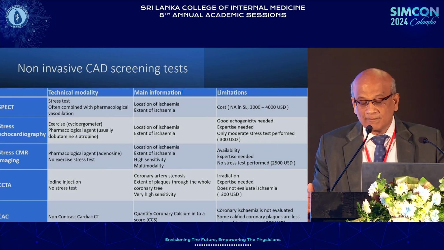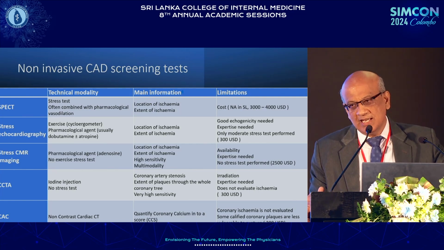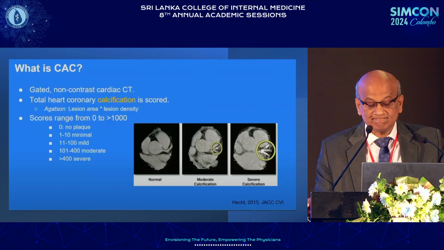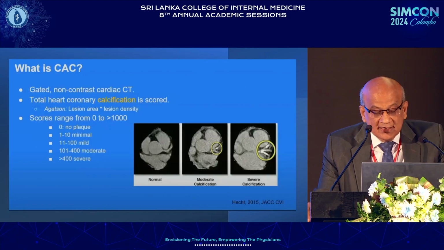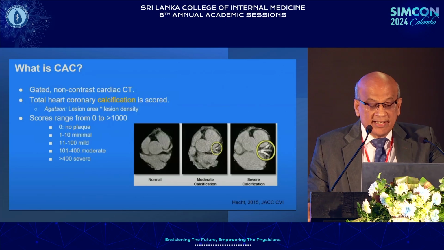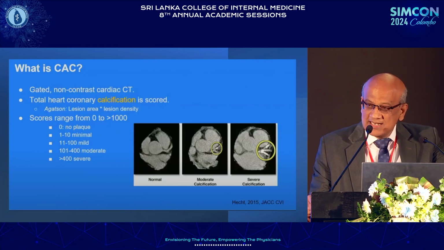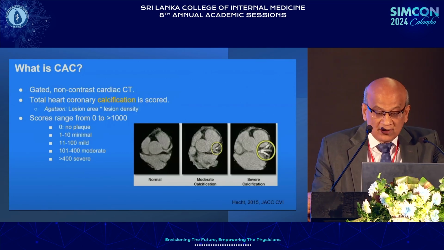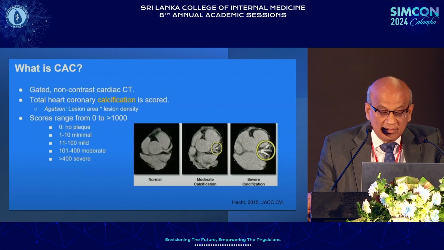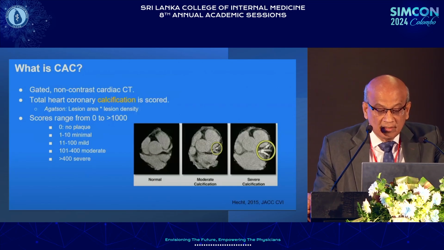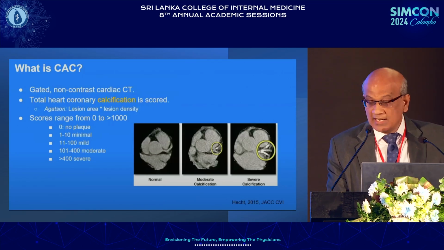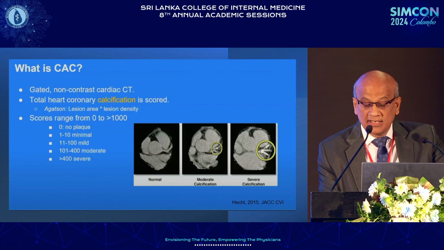Out of them, only the CCTA and the CAC, I am going to elaborate on the research data. What is CAC? It's a gated non-contrast cardiac CT. It will give you the calcium level deposited in the heart, especially the coronary arteries. It gives you a score. No plaque, that is 0, 1 to 10, minimal, 10 to 100, mild, and so on. If it is more than 400, it is a severe calcium score in the heart. That is what it is.